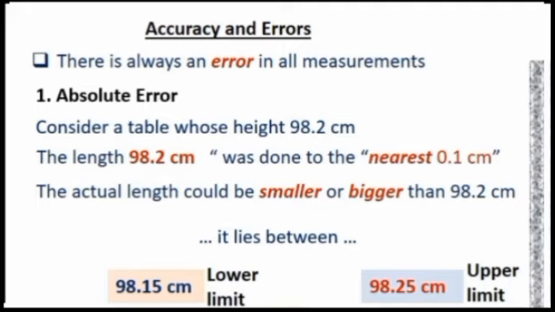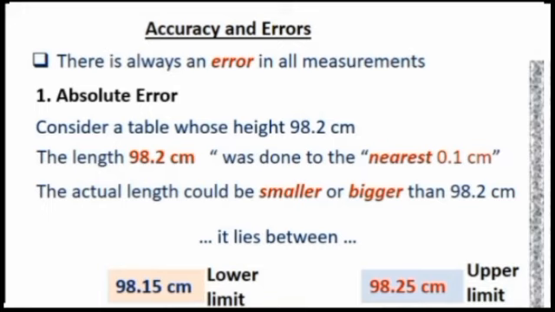Consider a table whose height is 98.2 centimeter. The measured height of the table is 98.2 centimeter. This was done to the nearest 0.1 centimeter. Why? Because it was done to one decimal place. The actual length could either be smaller or bigger than 98.2. Now the measured length is 98.2. This might not be the actual length. There might be some error in calculation, and the actual length of the table might be smaller or bigger than 98.2, and this lies between the lower limit and the upper limit.